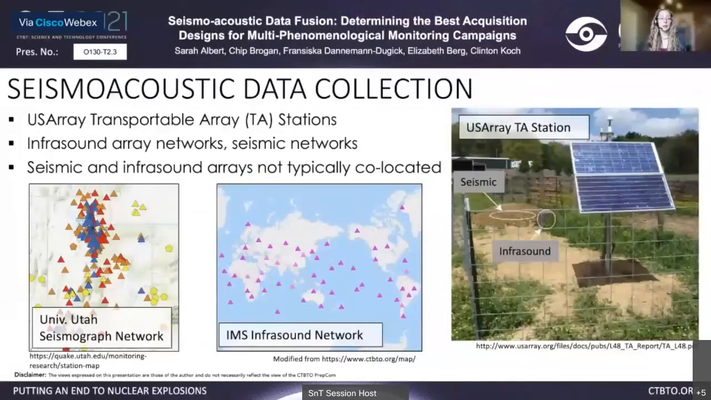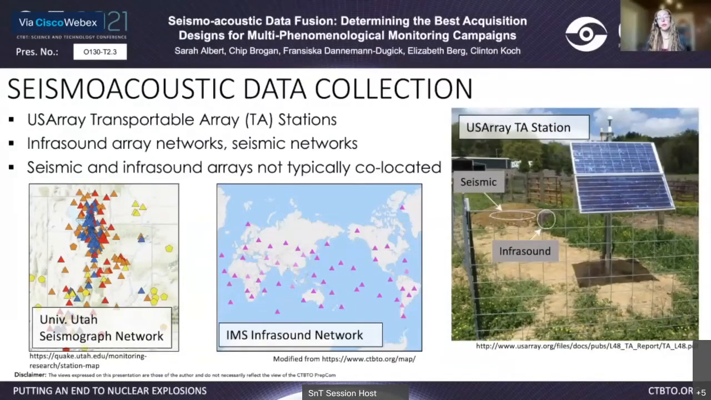Seismoacoustic data is generally collected by these methods. The largest is the US Array Transportable Array, or TA stations. These are co-located seismometers and infrasound sensors. However, it's difficult to estimate source back azimuth using a single infrasound sensor.